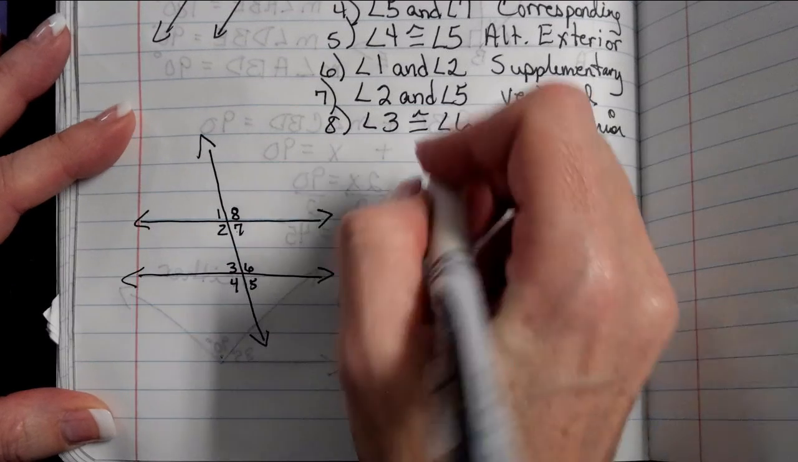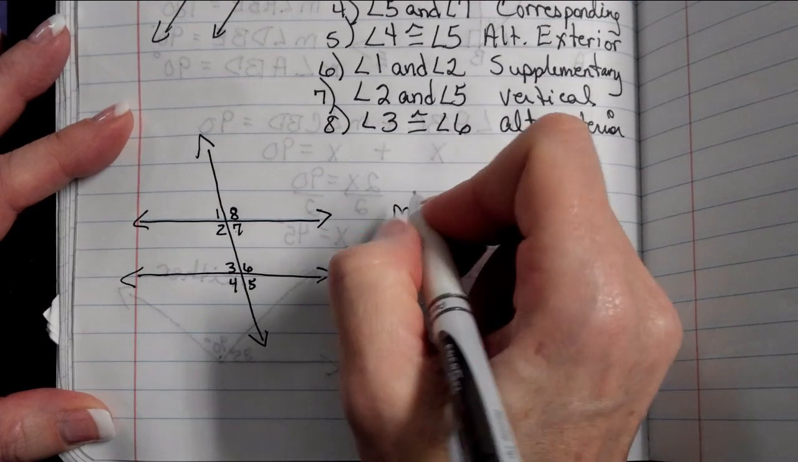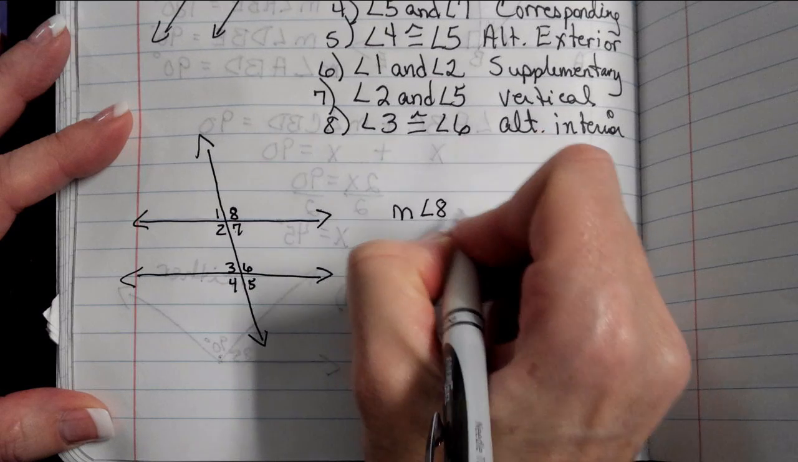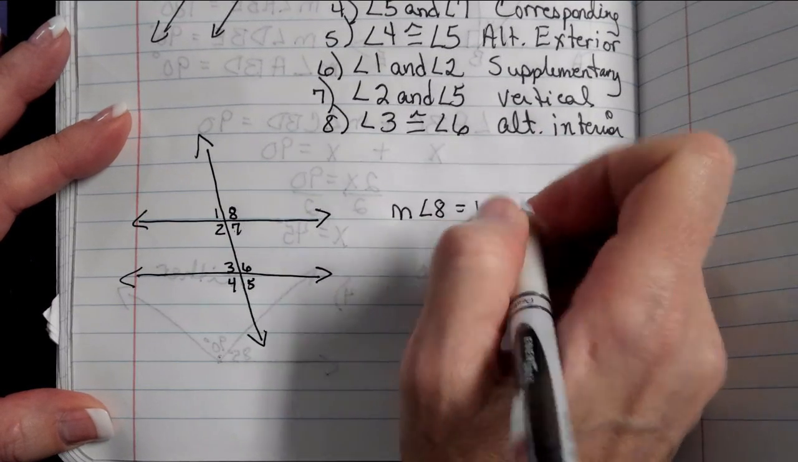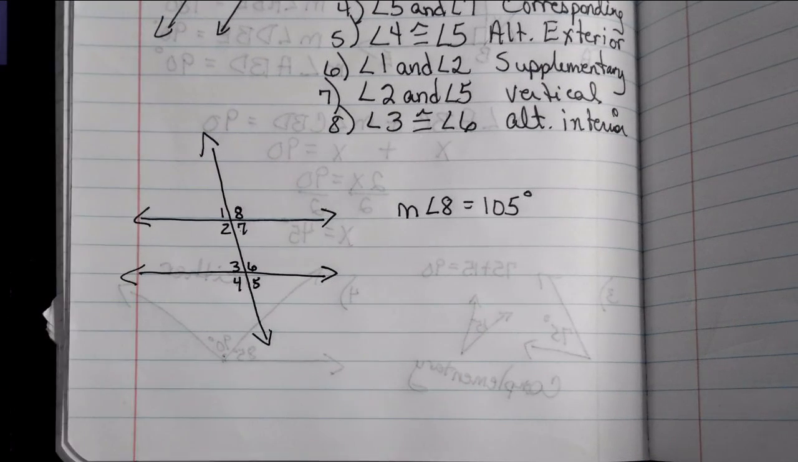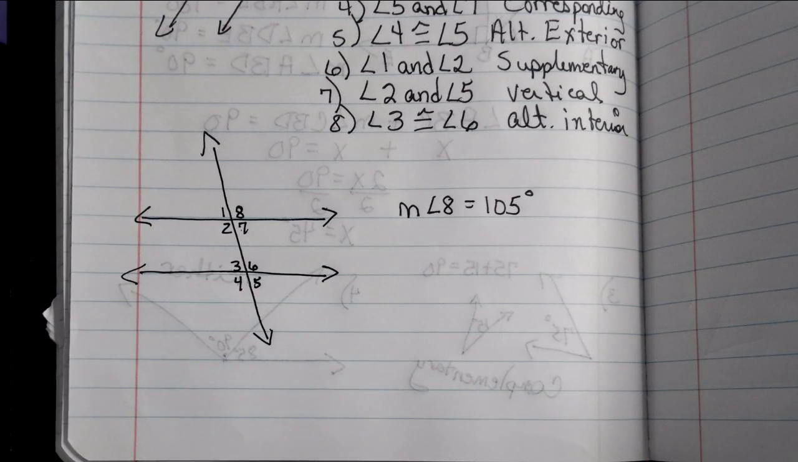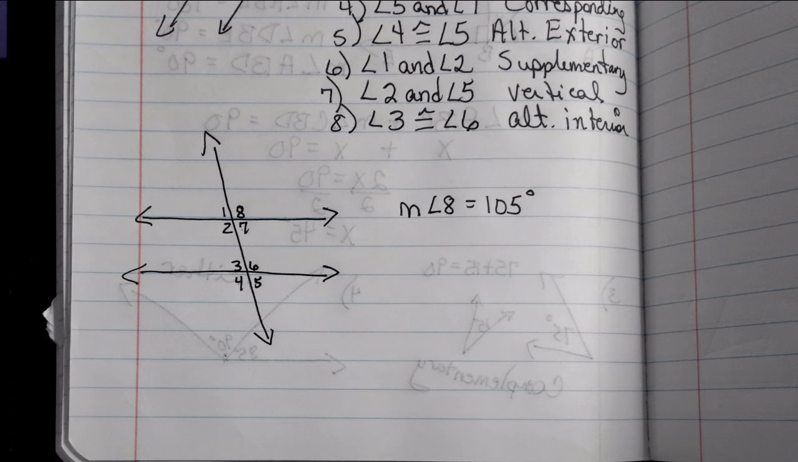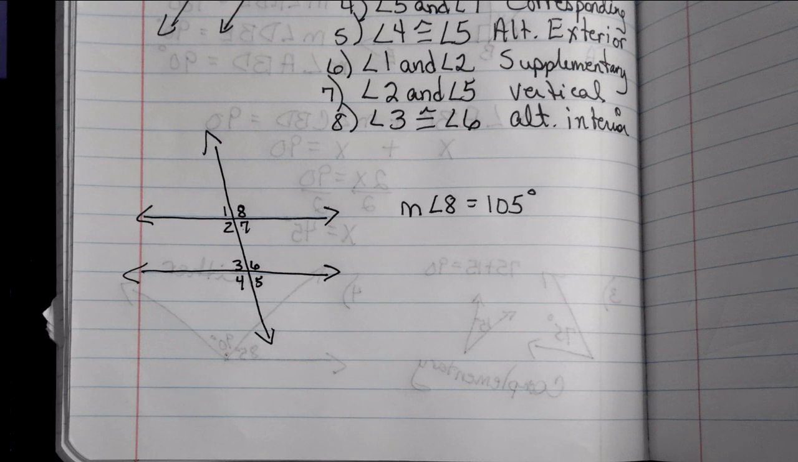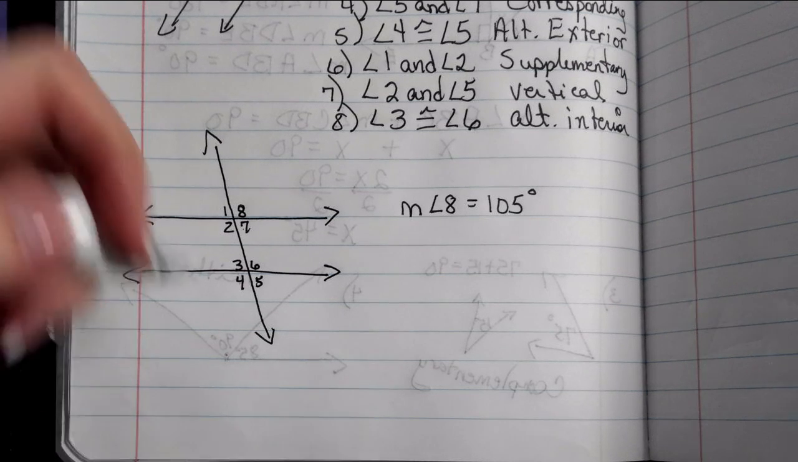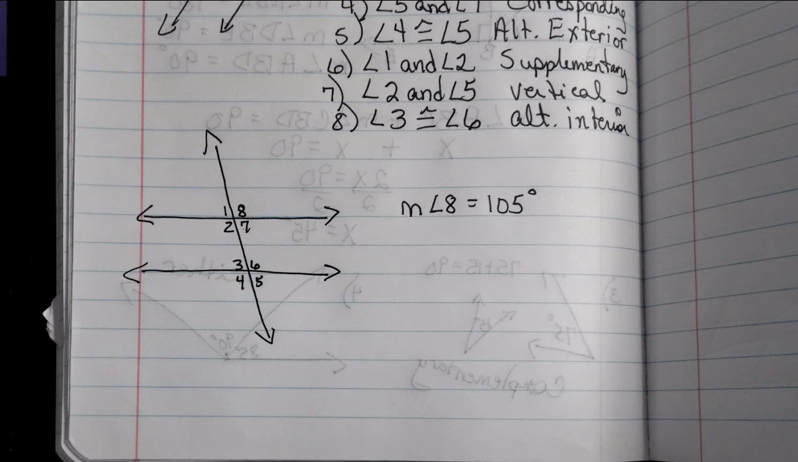All right, and I'm going to tell you that the measure of angle 8 is 105 degrees. I want you to see how many more angles you can find. You should be able to find them all. Take a minute and go through, and you can write it right on the drawing.